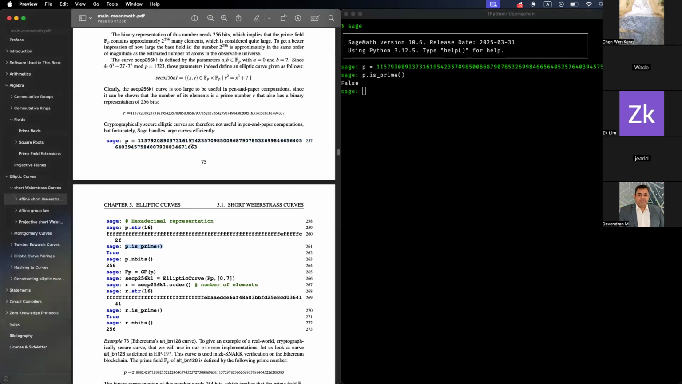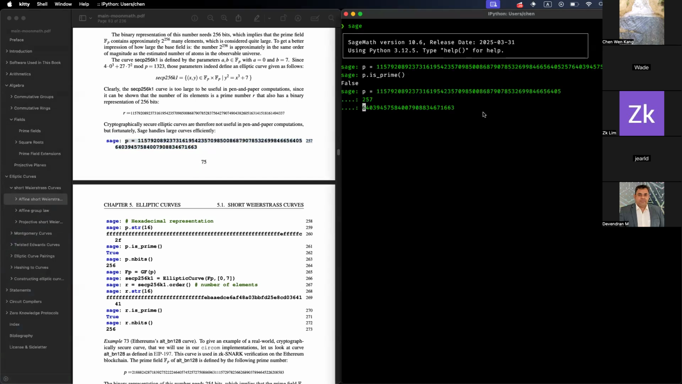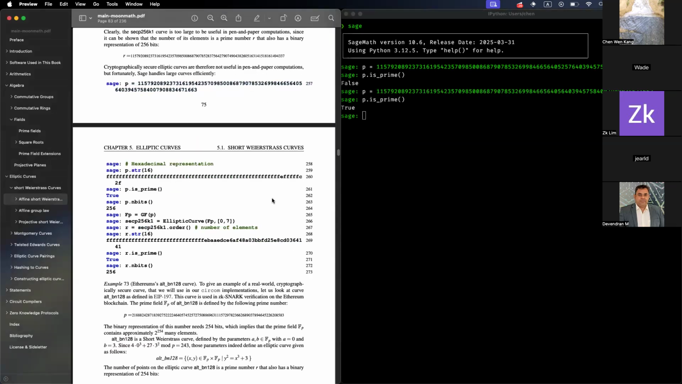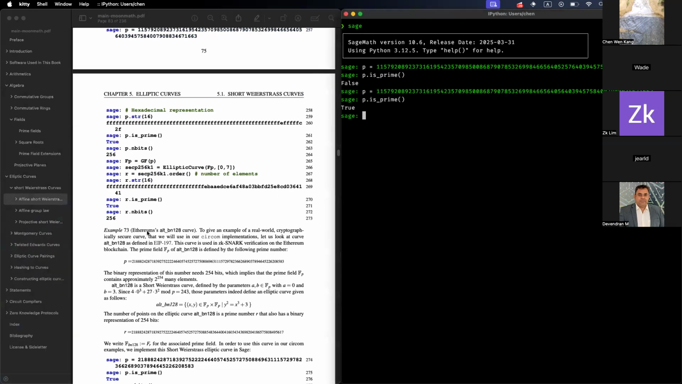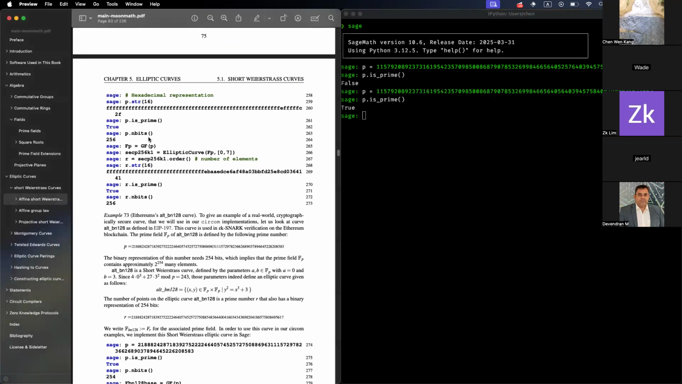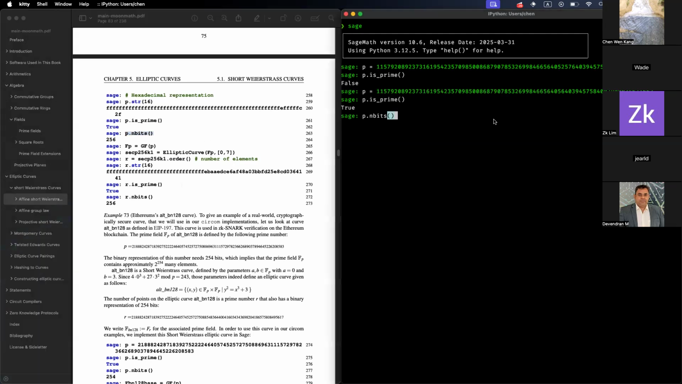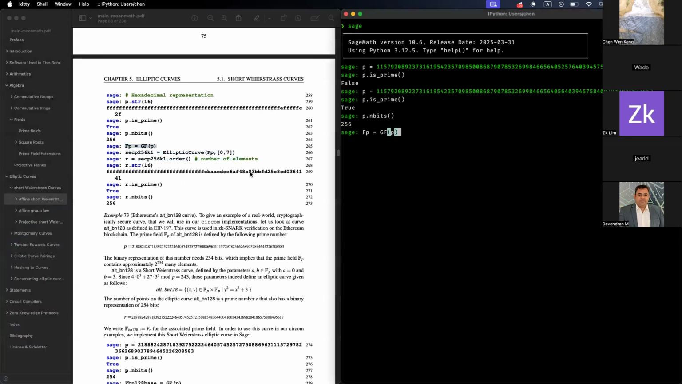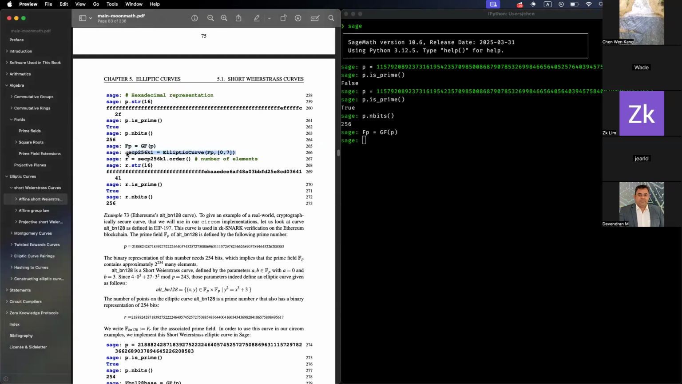I think I screwed up. Give me a moment. That's why. So this is the page number. There you go. P dot is prime. I'm copying this straight from the book itself. That's why. But yes, it is prime. This should also be correct. And bits, yep. So let's create based on this and look at the generated graph.